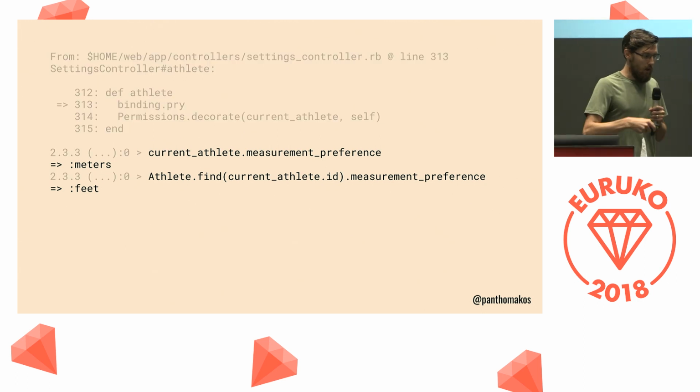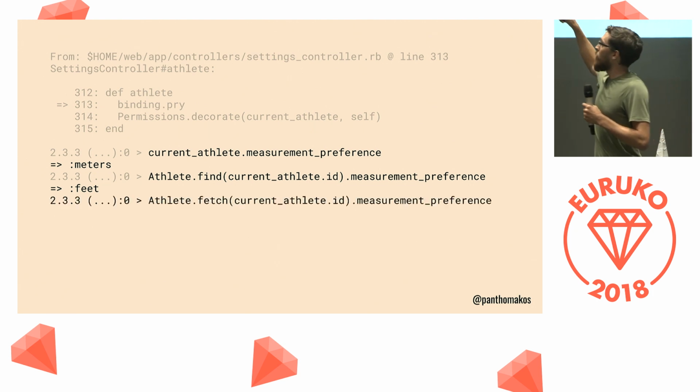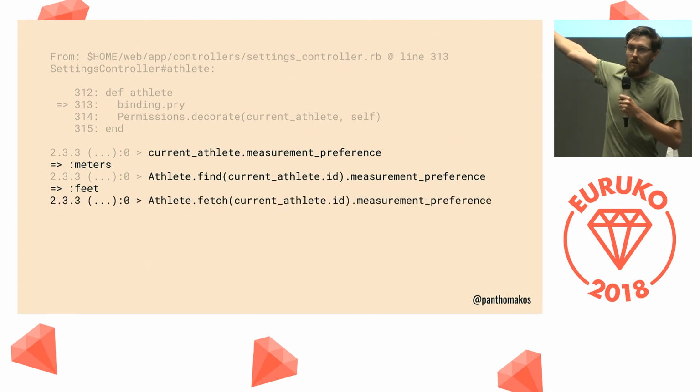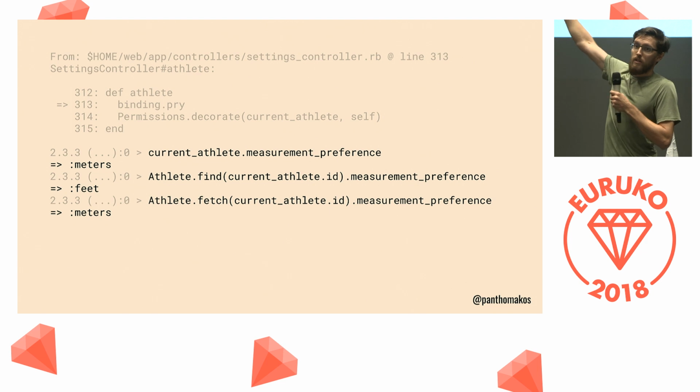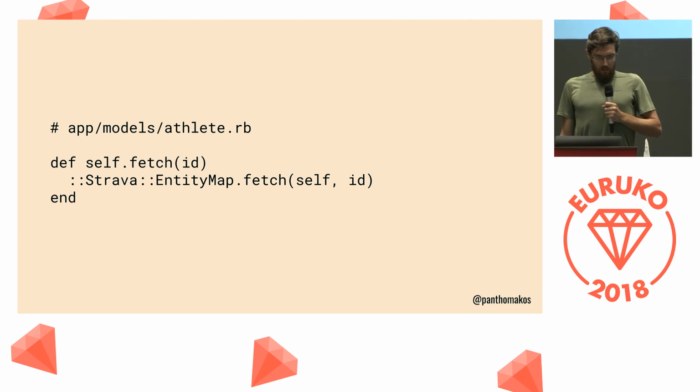As you recall, I have this disparity between the values that I'm getting here, and I want to know what happens when I fetch the athlete as well. When I do that, it turns out I get meters. That's also the incorrect value. That's the value I'm getting for current_athlete, but it's not what's in the database. So let's take a look at the method definition.